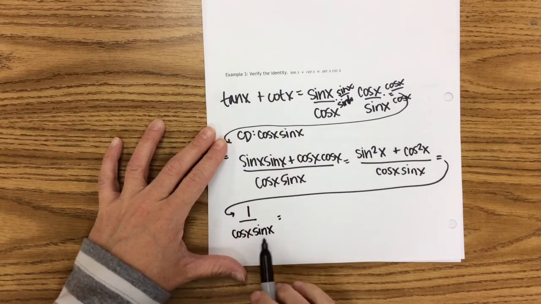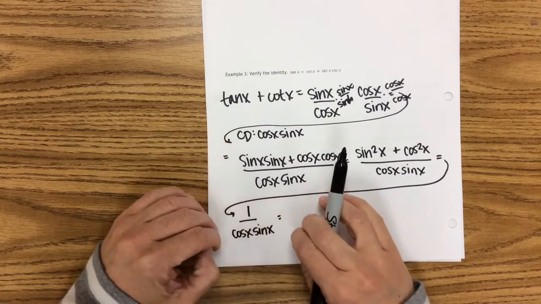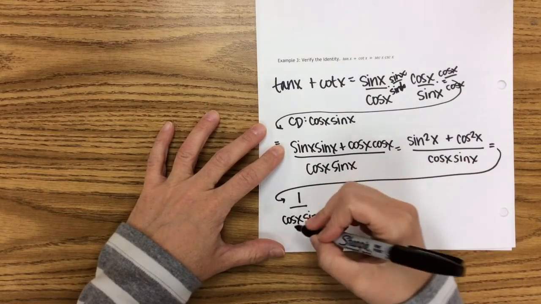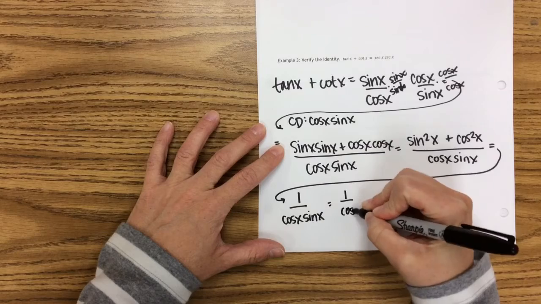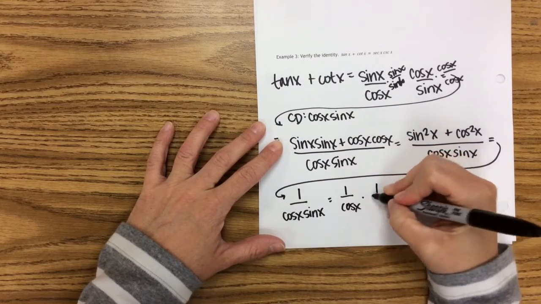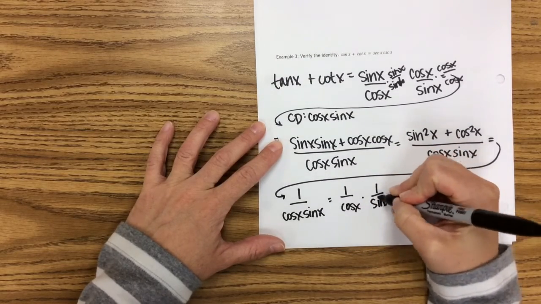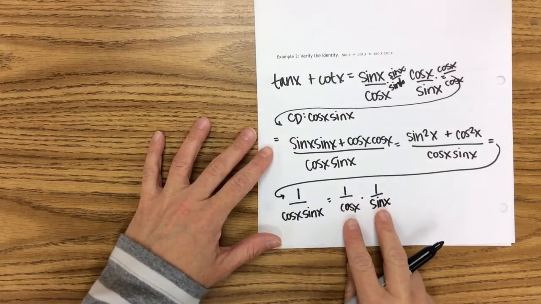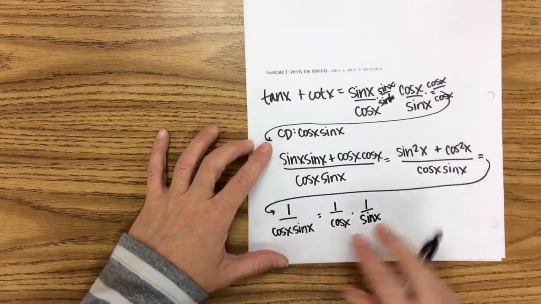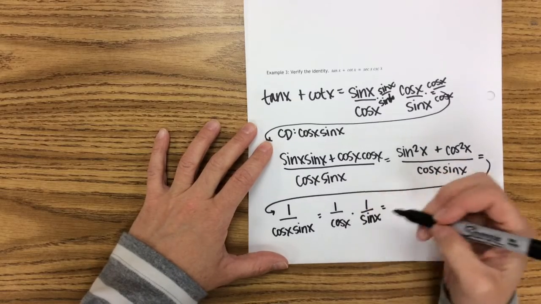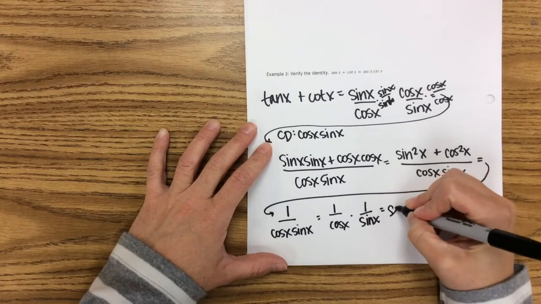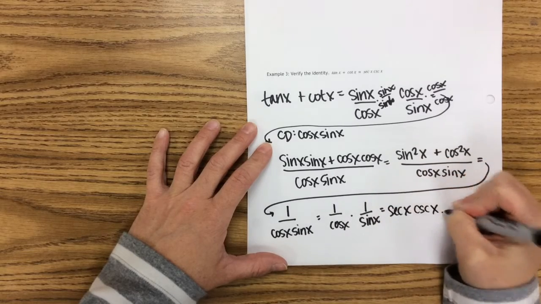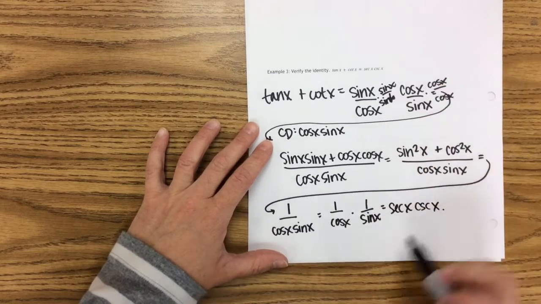Now, when you have two things multiplied together in a fraction, you can actually break this fraction apart into two separate fractions. So instead of 1 over cosine of x sine of x, I'm going to write it like 1 over cosine of x times 1 over sine of x. I can break that up. These are both fractions. They show up in the reciprocal identity section. 1 over cosine of x actually equals secant of x, and 1 over sine of x equals cosecant of x. And that was my goal, so I am done.